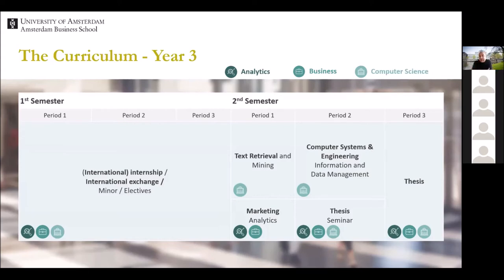And then after you come back, it comes to the last semester of the program. Again, we have some specialized courses like text retrieval and mining, and then marketing analytics and computer and systems engineering. In the meanwhile, you'll be doing your thesis and thesis seminar. As you see, this is a three-year program, which is quite full in terms of courses and different domains.